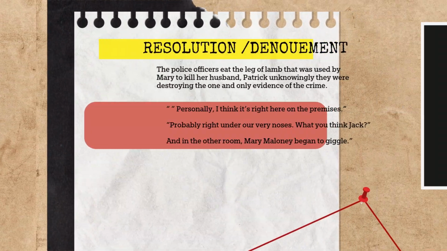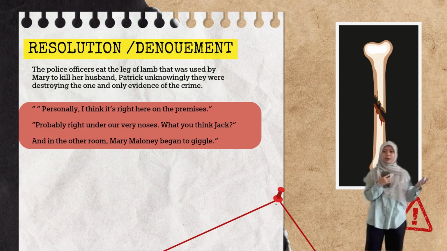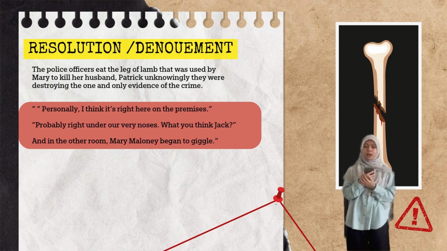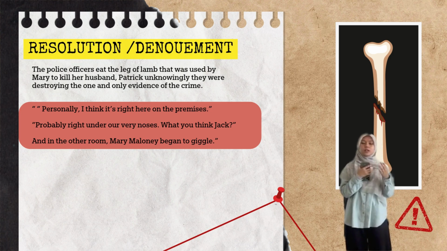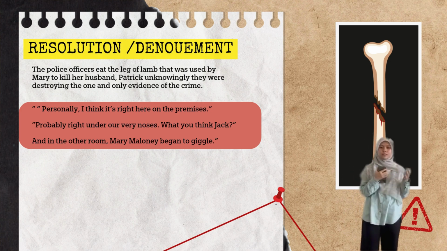Last but not least, the resolution or denouement. The police officers ate the leg of lamb that was offered by Mary, which is the weapon that was used by Mary to kill her husband. Unknowingly, the police officers were actually destroying the only weapon that was used in the crime.